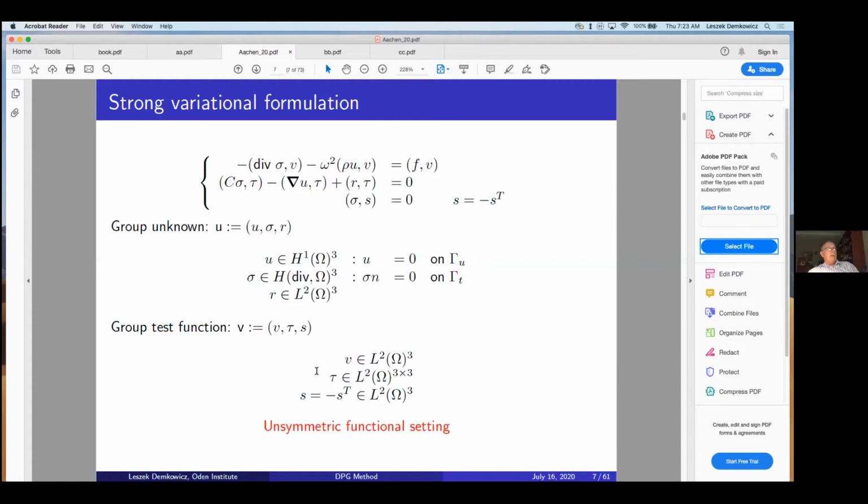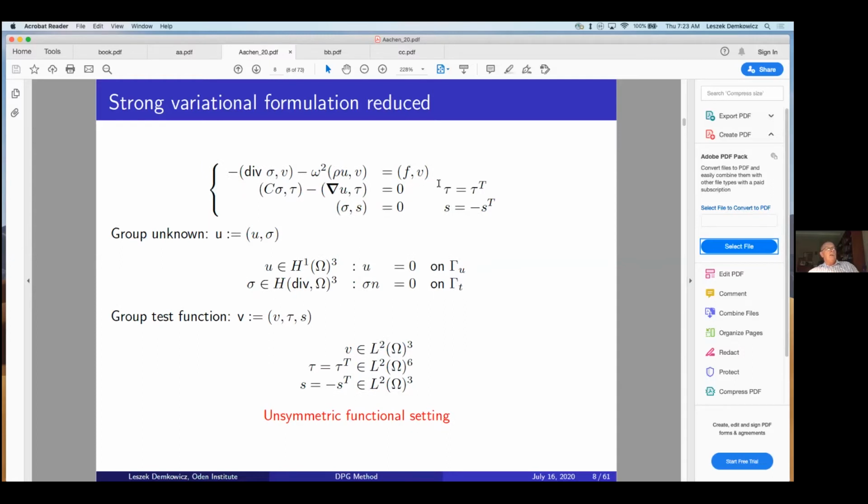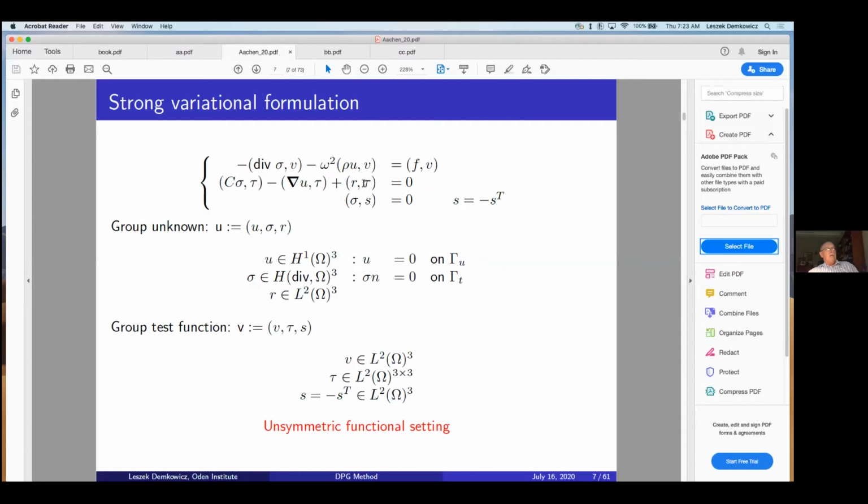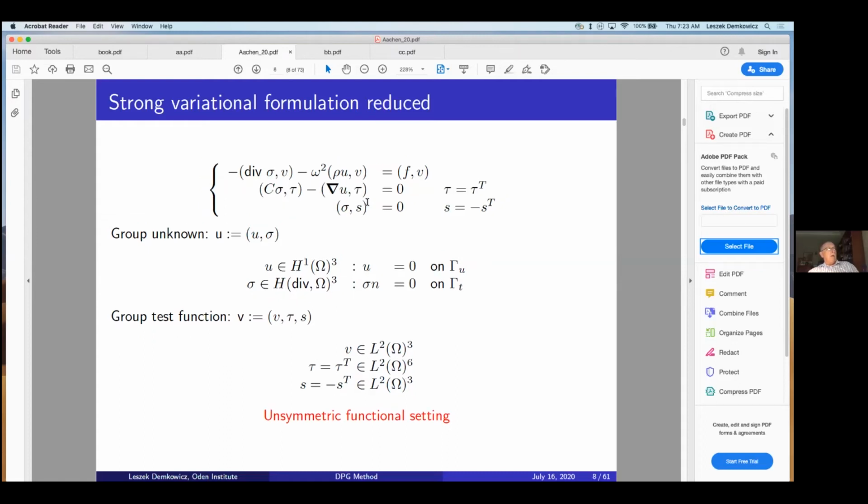Instead of testing with general tensors, we test only with tensors that are symmetric. And if you test with symmetric tensors, the product of a symmetric and an anti-symmetric tensor is zero. The R is not seen anymore, it drops out, and you have only U and sigma as the unknowns, and the number of equations is reduced. Now, this is the formulation you would like to use. And you might say, so why didn't we do it from the very beginning?